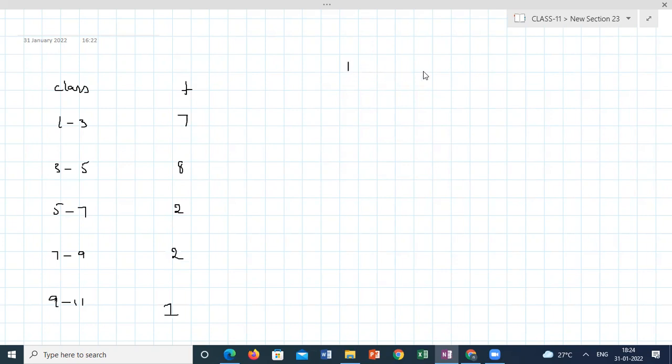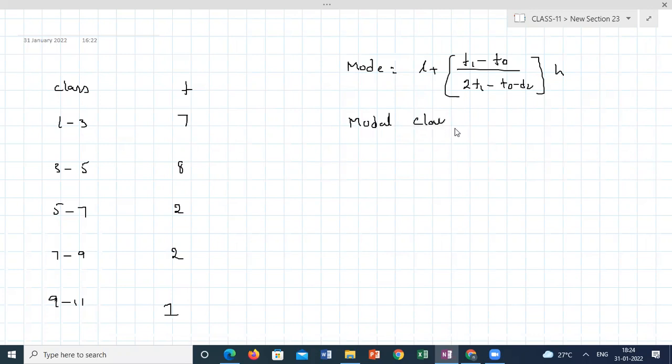My mode formula is what? The mode formula is L plus (F1 minus F0) divided by (2F1 minus F0 minus F2), into H. What is the L value? First, you have to decide what the modal class is. How to choose the modal class? What is the meaning of modal class? 1 to 3 is the first class, then second class, third class, fourth class, fifth class.